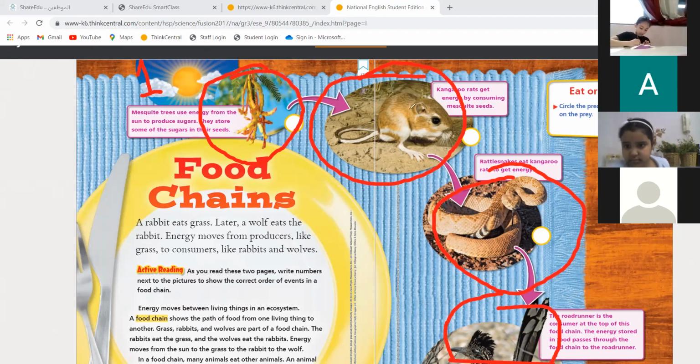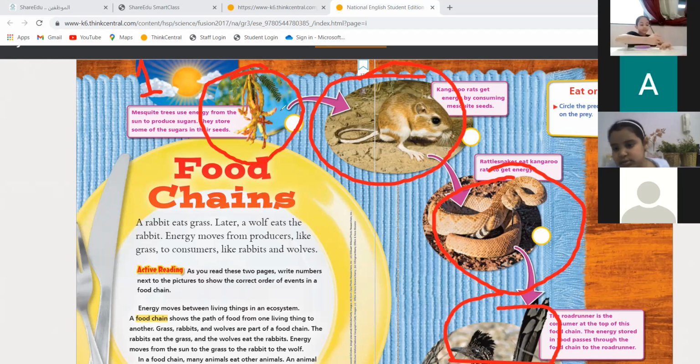The kangaroo rat. After the kangaroo rat eats those plants, someone else will come and eat this kangaroo rat, the rattlesnake. After that, the road runner will eat the rattlesnake.